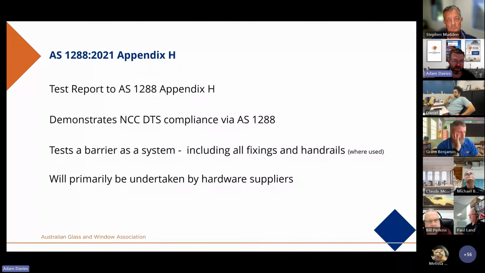So you should be starting to see Appendix H tested out in the market. It's still relatively new and the industry is still getting their head around how this best works. I'll speak about some work that AGWA is doing in this space shortly. But this is a great change and should allow for good design.